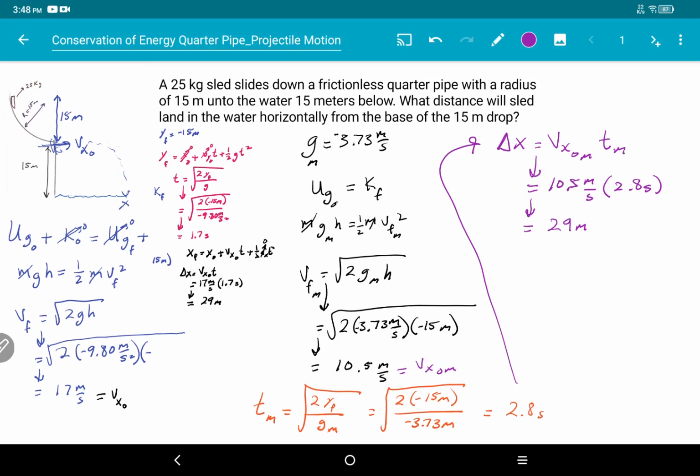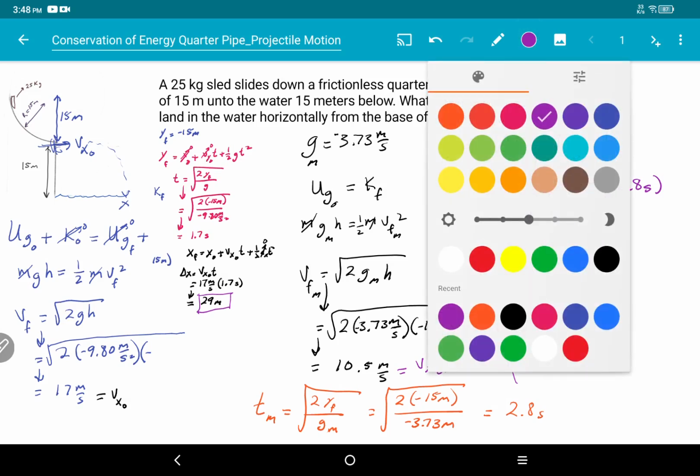Wait, the distance is the same on both planets? I'm going to tell you yes. Here's the deal. All the energy is coming from that quarter pipe and the height above the water. It is proportional on both planets, and not only that, if you do the math, you will see that gravity will drop out.